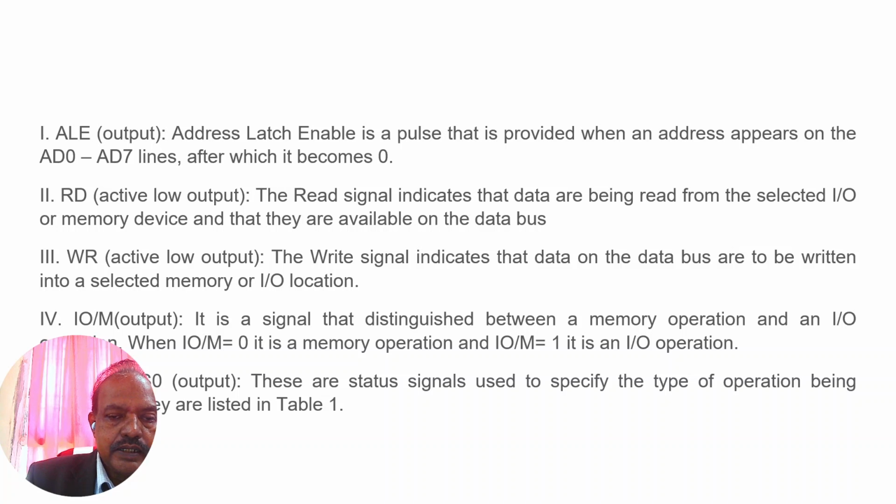Then RD: when it is active low, it is a read operation, meaning data is being read from the selected IO or memory, that is, from memory or from an input port. Similarly, WR, write. The write signal indicates that data is on the data bus and has to be written into the selected memory or IO. Then IO/M: it is a signal that distinguishes between a memory operation and an IO operation. If IO/M bar is 0, then it is a memory operation, otherwise it is an IO operation.